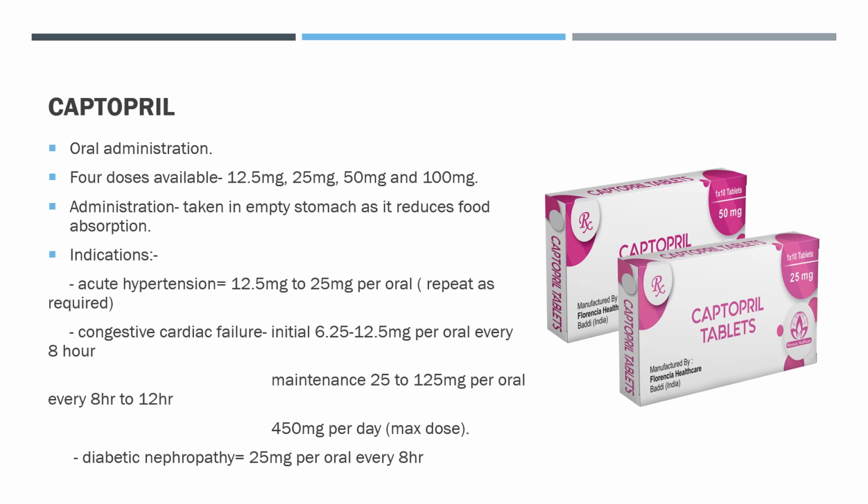Indications are acute hypertension. We will be providing them 12.5 to 25 mg per oral and repeat as required. In congestive cardiac failure, initially we'll start with a dosage of 6.25 to 12.5 mg per oral and repeat every 8 hours. For maintenance, we'll be giving them 25 mg to 125 mg per oral every 8 to 12 hours, and the maximum dose that can be given is 450 mg per day. In diabetic nephropathy, we would be giving them 25 mg per oral every 8 hours.